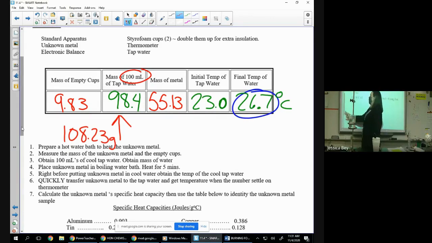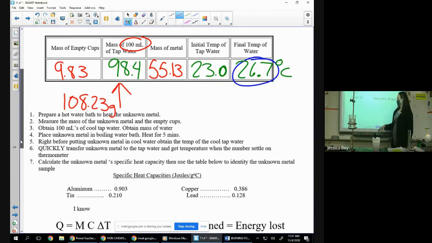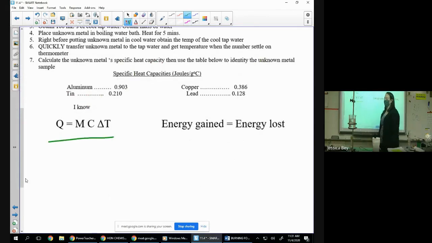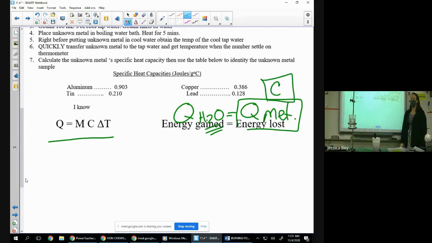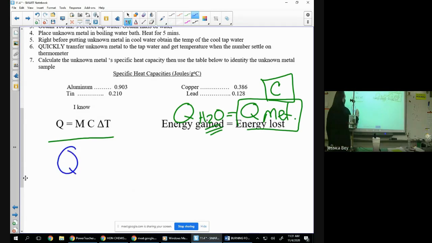The main idea here that I know is that Q is equal to MC delta T. And I know Q of whatever the water gained is equal to the Q of whatever the metal lost. So if you can calculate one of these Qs, you're well on your way to answering this question. I know I don't know enough about the metal. I'm obviously trying to find the C value, the specific heat capacity of the metal. But what I can figure out is the Q of the water.